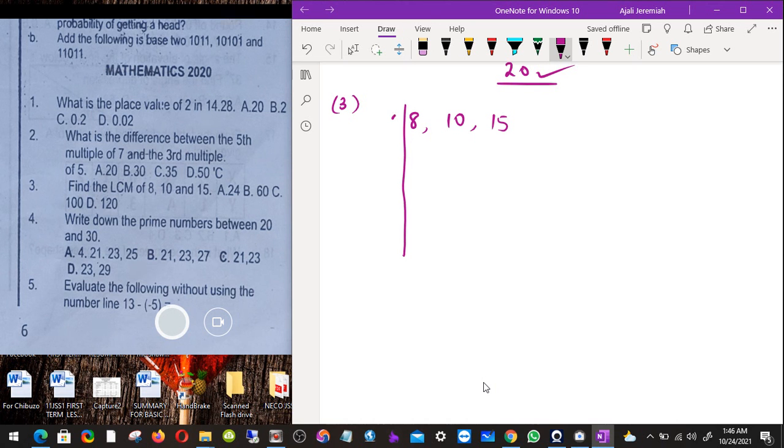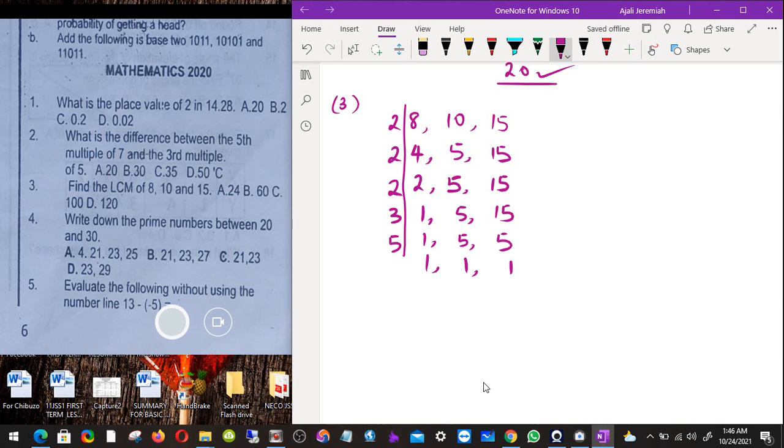So we'll start with 2. 2 into 8 gives you 4. 2 into 10 is 5. 2 into 15 can't go without remainder. 2 here again gives you 2. Into 5 cannot, and into 15 cannot. 2 goes again because of this, so that's 1, that's 5, that's 15. Now go to 3, that's 1, that's 5, that's 5. We'll now go to 5, and that's 1, that's 1, that's 1.